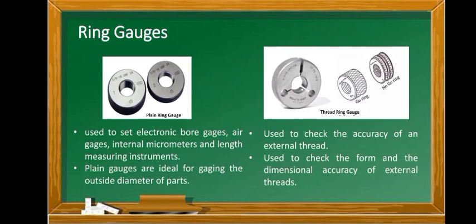Plain gauges are ideal for gauging the outside diameter of parts, while the thread ring gauge is used to check the accuracy of an external thread, and they check the form and the dimensional accuracy of external threads.